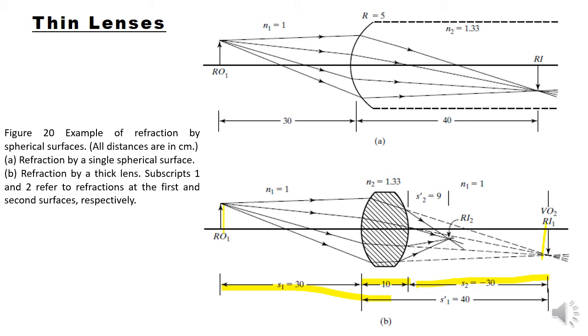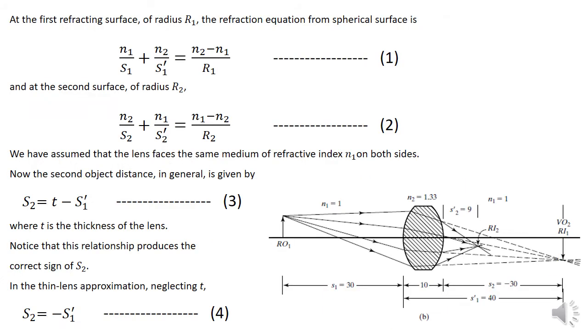So at the first refracting surface, whose radius is r1, the refraction equation for the first spherical surface is n1 upon s1 plus n2 upon s1 prime equals n2 minus n1 upon r1. While for the second surface of radius r2, the refraction equation is n2 upon s2 plus n1 upon s2 prime equals n1 minus n2 over r2.